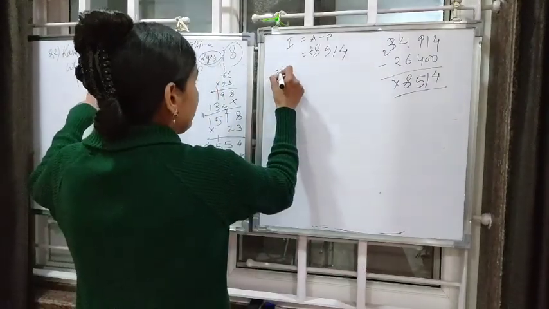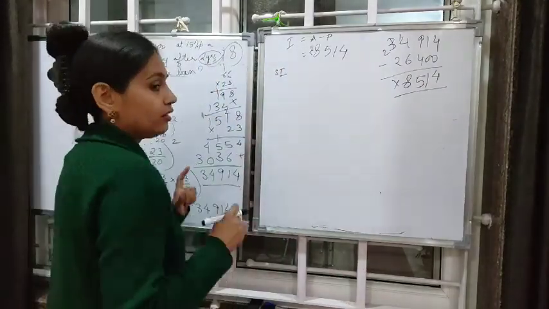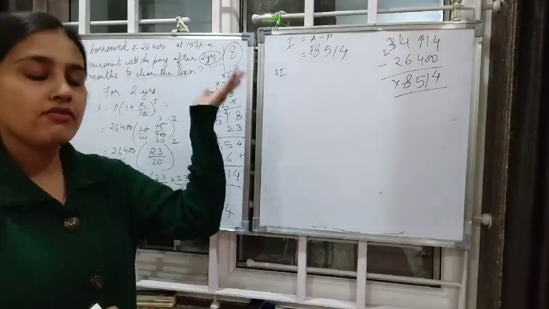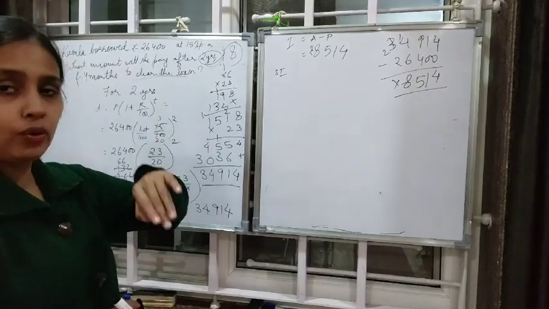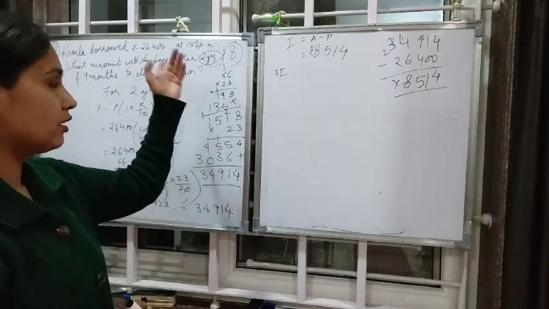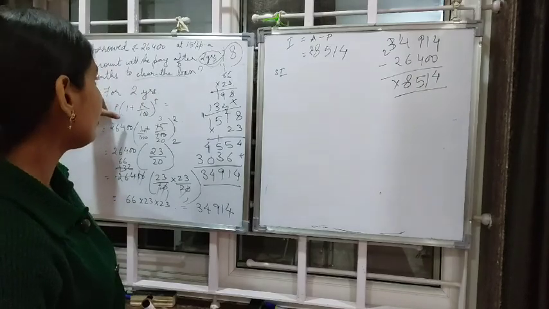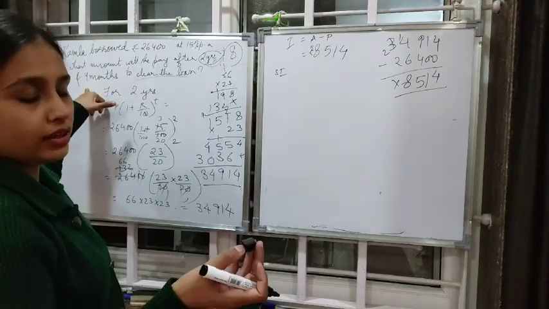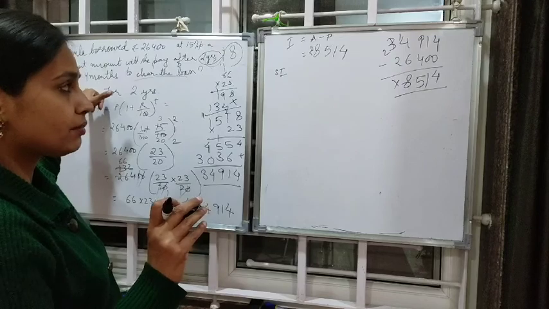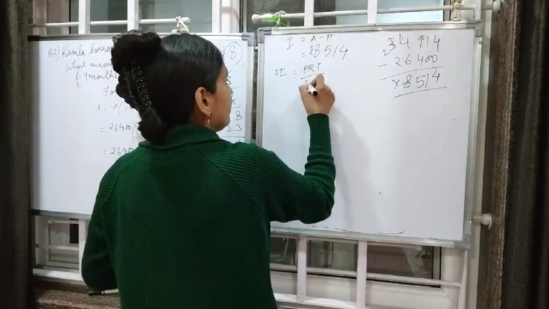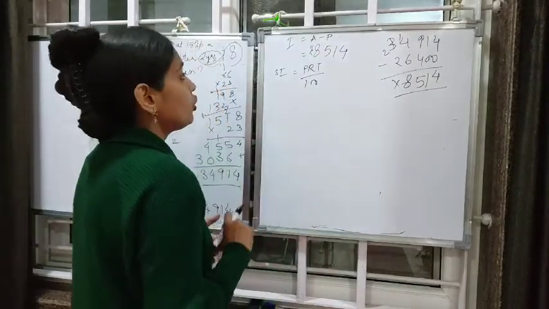Okay, so simple interest. I said when the time is given as 2 years 3 months, 2 years 6 months, or 1 year 4 months, for the complete years, whether 1 year, 2 years or 3 years, we find the compound interest. And for the months, we find the simple interest. So simple interest is P into R into T by 100. Now here the P should be the new P.